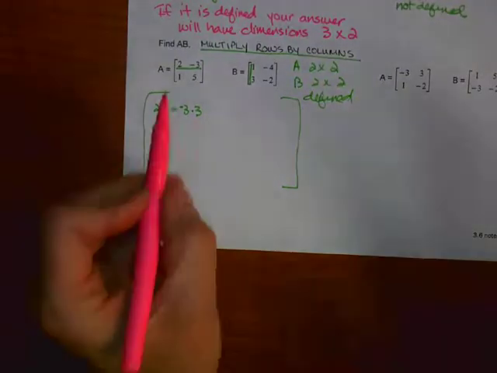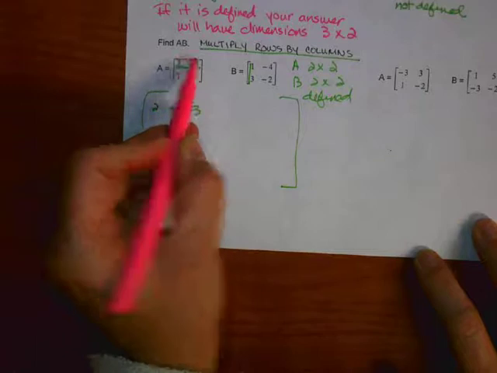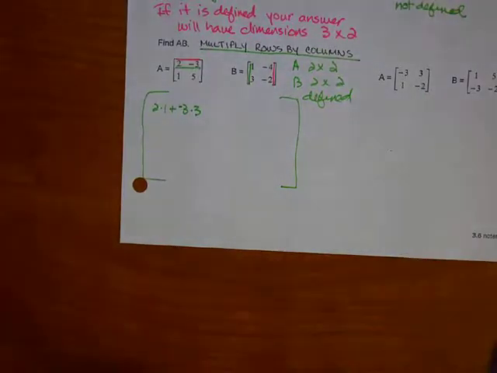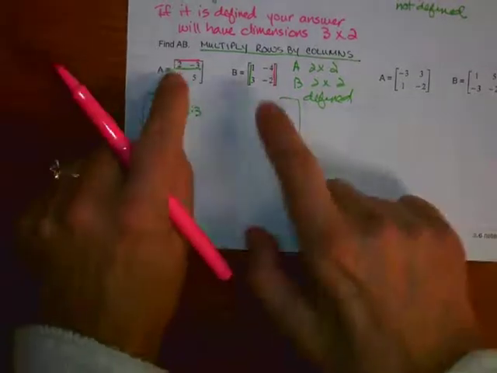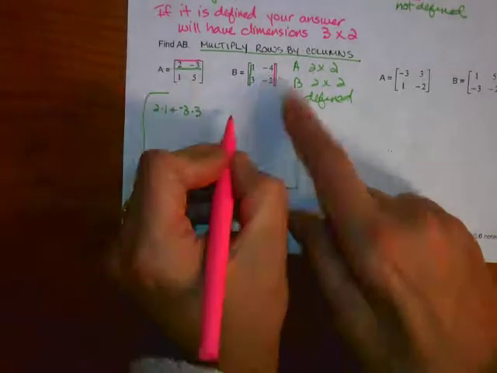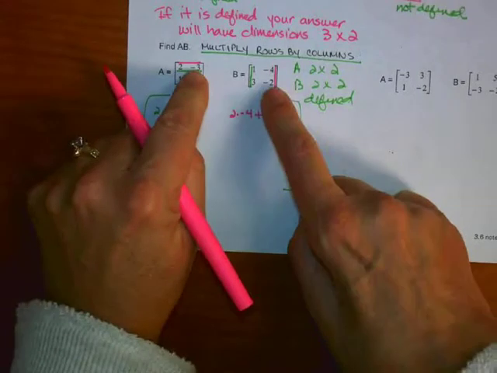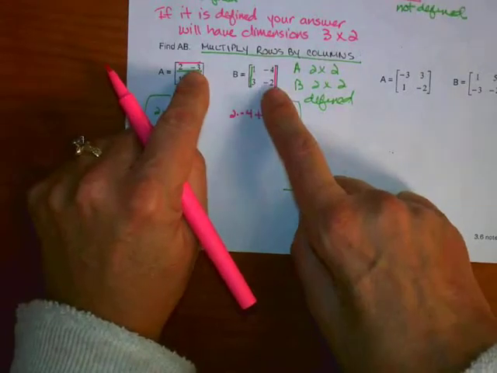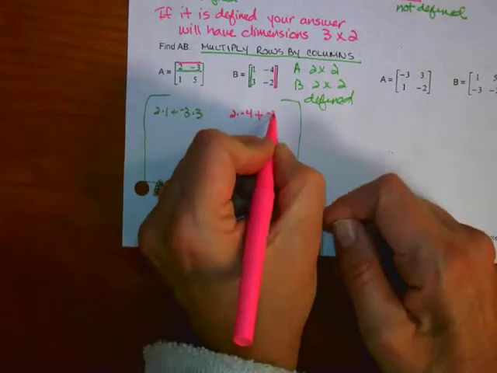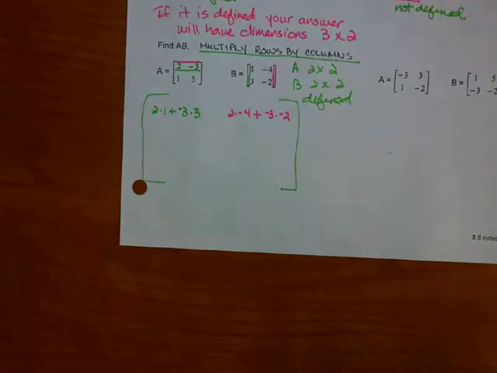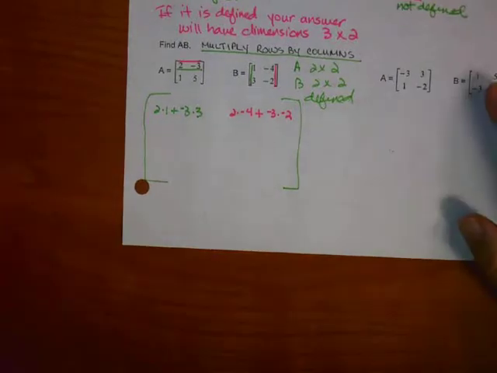Okay. Then I have to take this same row and multiply it by the second column. So I do 2 times -4 plus -3 times -2. That's going to be the second element in my product. Again, we won't write this out every time. This is the only time I'm writing it all out. Okay? Just stay with me.